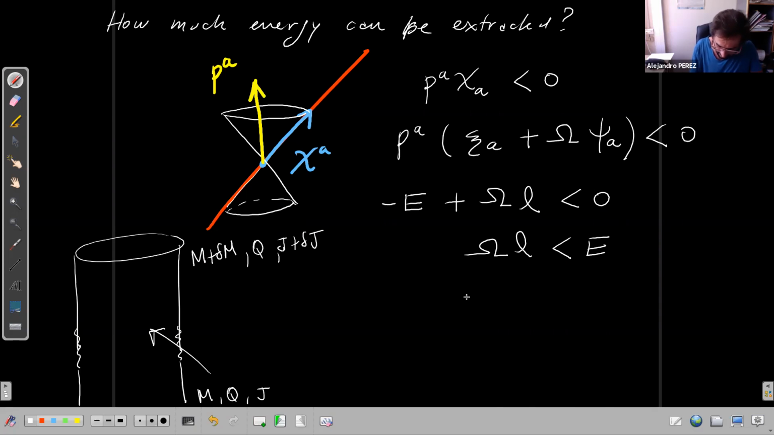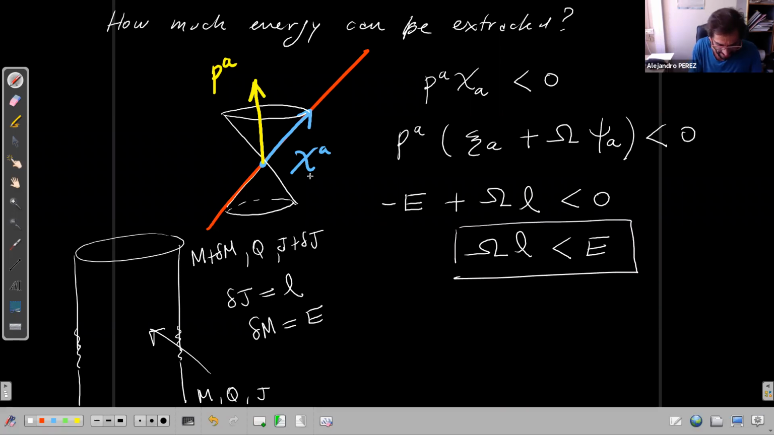So we expect that delta J, from conservation of angular momentum, will have to be equal to the angular momentum of the absorbed particle, and that delta M would have to be equal to the energy of the absorbed particle. So this inequality, which comes entirely from causality considerations of the particle crossing the horizon, implies that omega times delta J has to be smaller than delta M. So, well, this is a very important inequality.